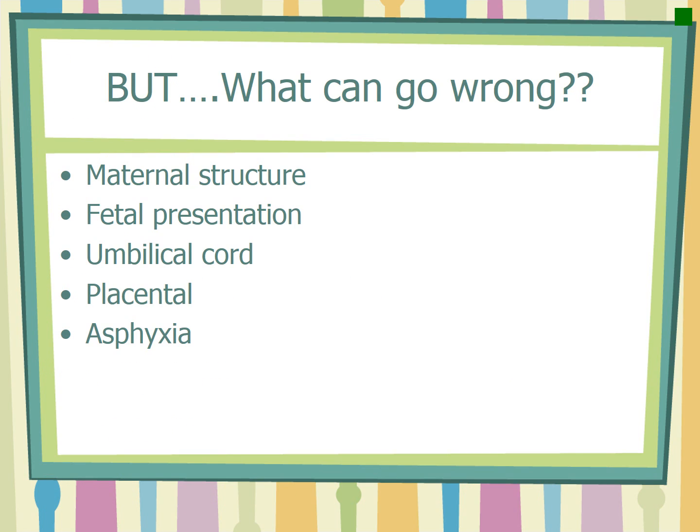So what things can go wrong? Well, the maternal structure can cause problems. Maybe it's too small for the fetus to pass through the birth canal, or maybe there's some other situations that can go on. The fetal presentation, the baby could be breech, shoulder, stuff like that. There could be some problems with the umbilical cord. There could be problems with the placenta, and then abnormal asphyxia could also occur.